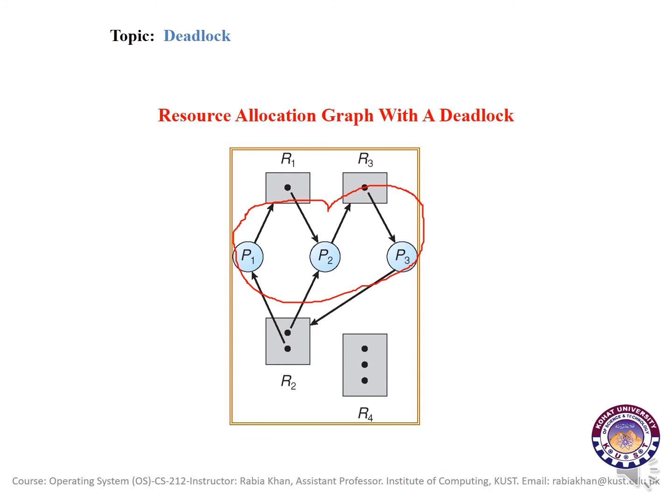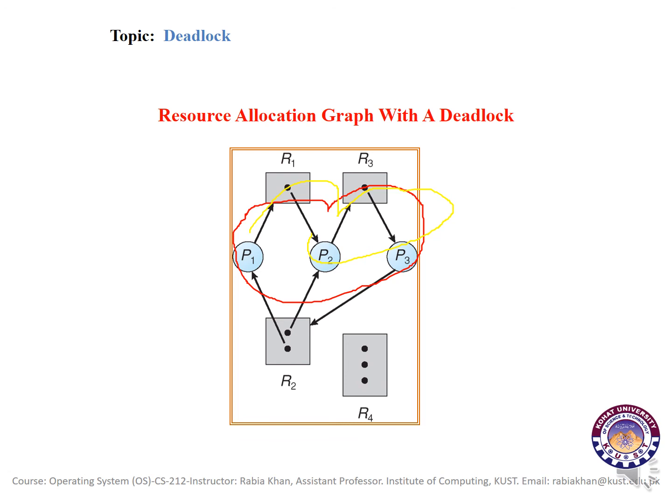Another circle can also be drawn. P1 waiting for P2 and P2 waiting for P3, and then P3 is waiting for P2. Let me now draw it again. So you can see two circles here.